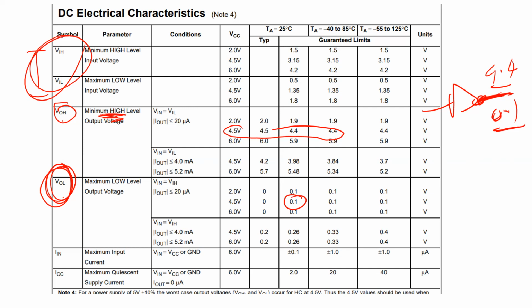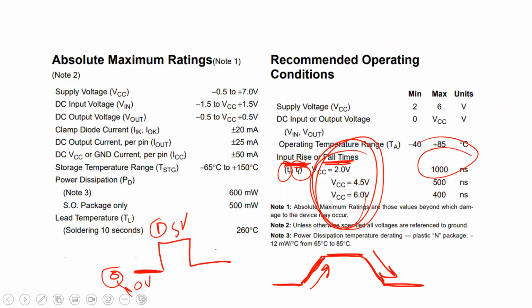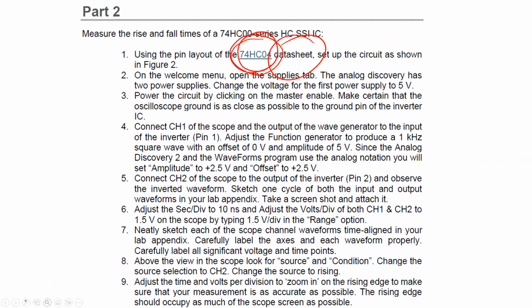I'm not saying it's going to be exactly that, but this is the maximum output you can get, so you can get less than that. Here I talk about maximum current and other things. Anyway, I want you to look at the data sheet, because it's very important.